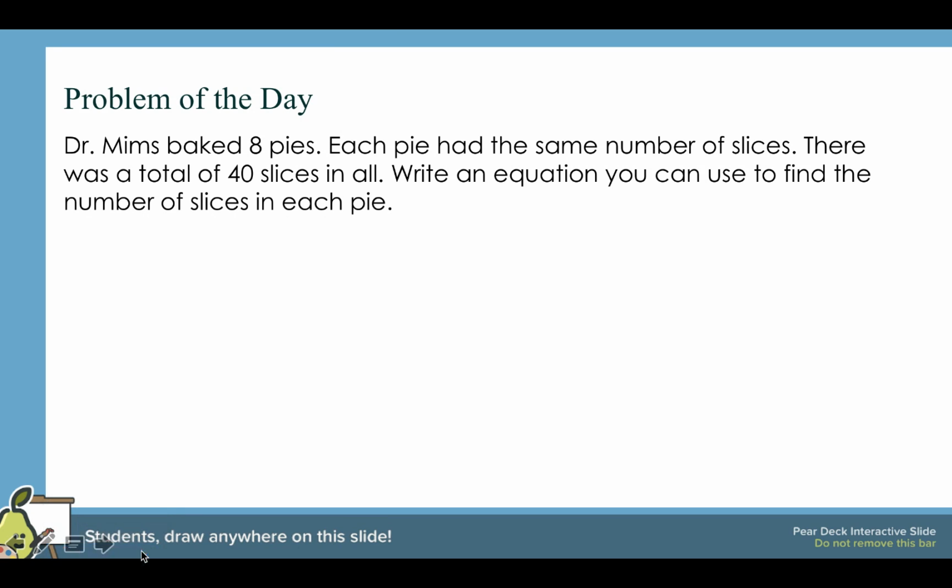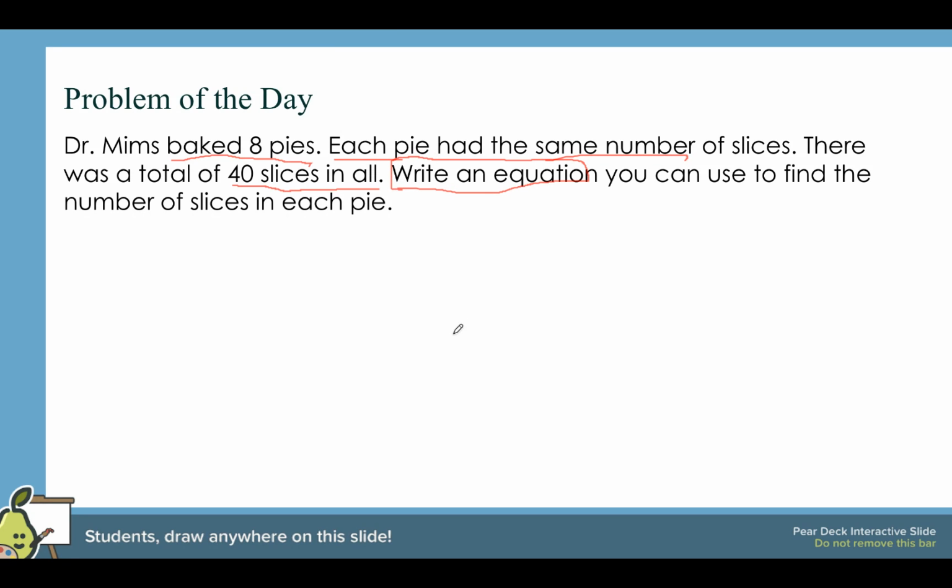So when we reread the problem, it says Dr. Mims baked 8 pies. Okay, so knowing that Dr. Mims baked 8 pies is important, so we need to underline that. Also, it says each pie had the same number of slices. The fact that each pie has the same number, that is also important. And then it's also important to know the total amount of slices in all, which were 40 slices in all. So we're going to underline that as well. And also we need to underline what we're supposed to be doing, which is writing an equation to find the total number of slices in each pie.